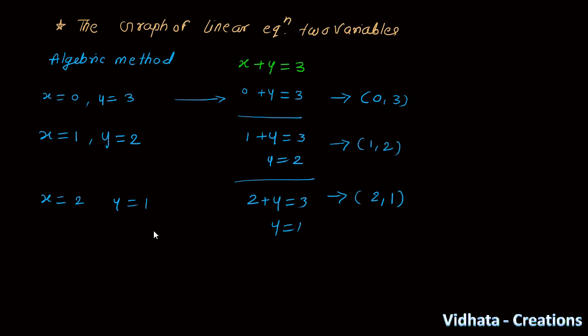Now, how to represent this equation, or if any type of linear equation in two variables is given to you, then how to represent this solution geometrically on the graph? This is the algebraic method of finding the solution. But how to represent it geometrically on the coordinate system, that we will study now.